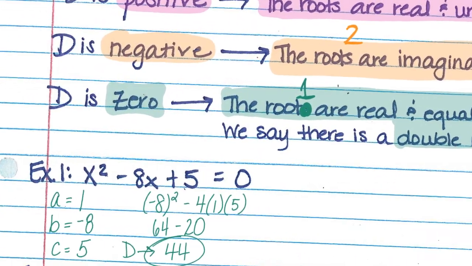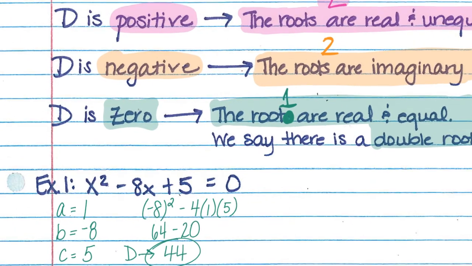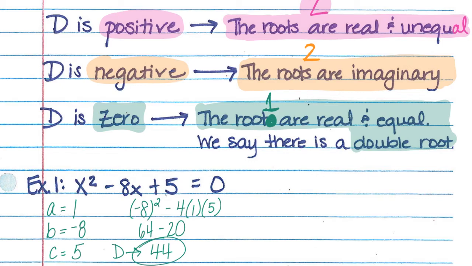Now, if I look up on the top, I have to describe the nature of the roots. Oops, I blocked it off. So since there is a positive number, it says there are two roots. So we have two roots that are real and unequal. And I usually just write it as two real roots, but we do need to know that they're unequal because that 44, remember, there's always going to be that plus and minus.